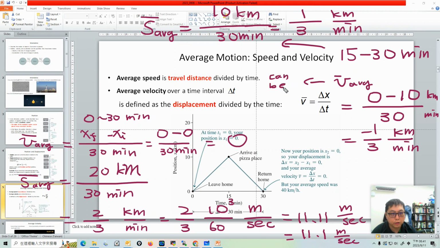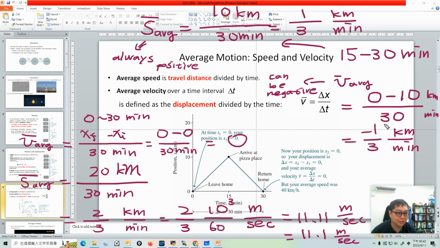So you can see that velocity can be positive or negative. Speed is always positive. But average velocity can be negative, because once your final position is smaller than your initial position, it becomes negative. It's not because of negative time; in a normal situation, we don't have negative time.